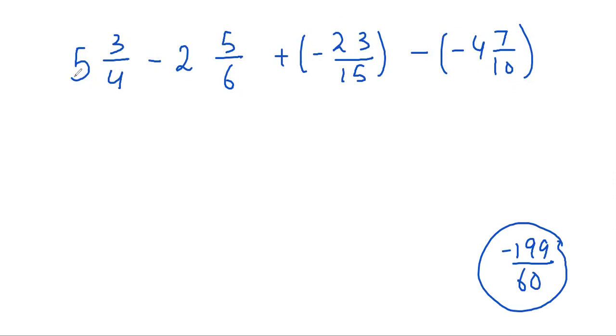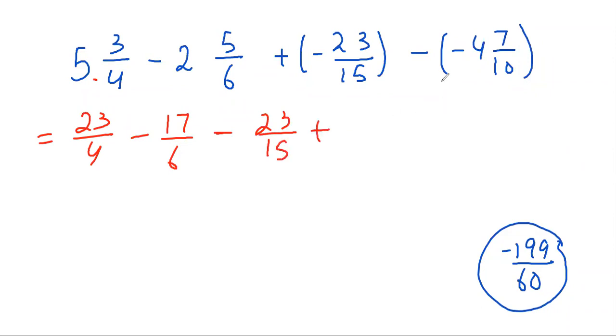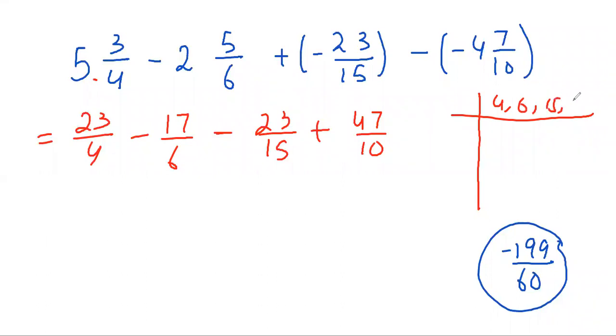It's 5, 4 and 3. 5 times 4 is 20 plus 3, 23 by 4. Minus 6 times 2 is 12 plus 5, minus 17 by 6. 23 by 15, plus 10 times 4 is 40 and 7, 47 by 10. So the next step is very important. What is the next step? Teacher, we have to make the LCM of the denominators. Very good.